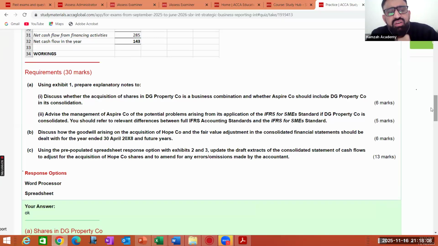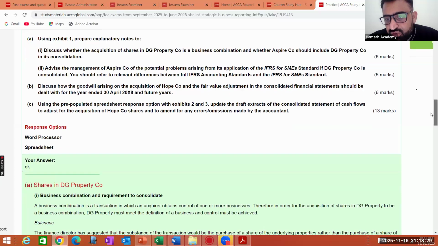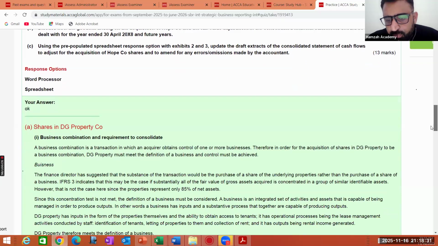Now, part 2 is: advise the management of the Aspire company of potential problems arising from application of IFRS for SME standard. If DJ company is consolidated, we should refer to relevant differences between full IFRS accounting standards and IFRS for SMEs. Now, it is a specific issue which relates to small and medium enterprises.